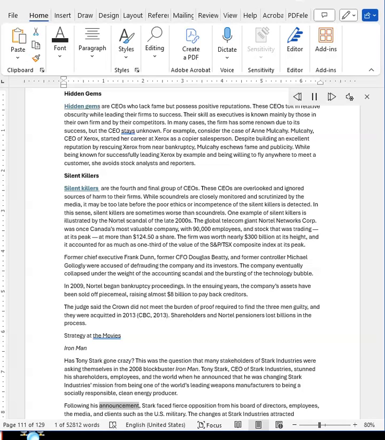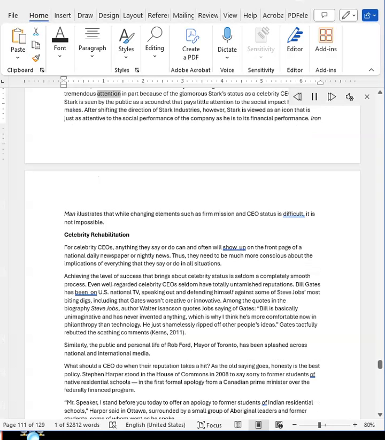Following his announcement, Stark faced fierce opposition from his board of directors, employees, the media, and clients such as the U.S. military. The changes at Stark Industries attracted tremendous attention in part because of the glamorous Stark status as a celebrity CEO. Initially, Stark is seen by the public as a scoundrel that pays little attention to the social impact his company makes.